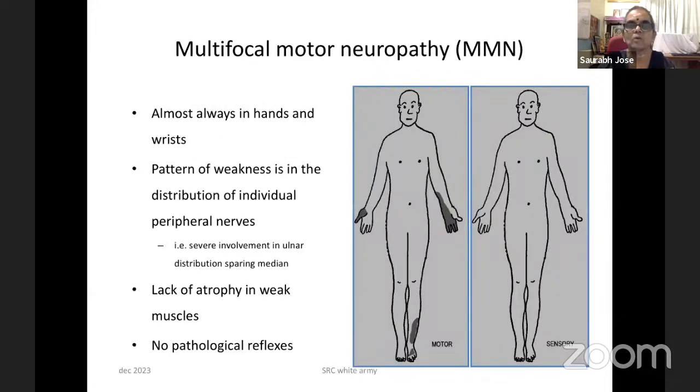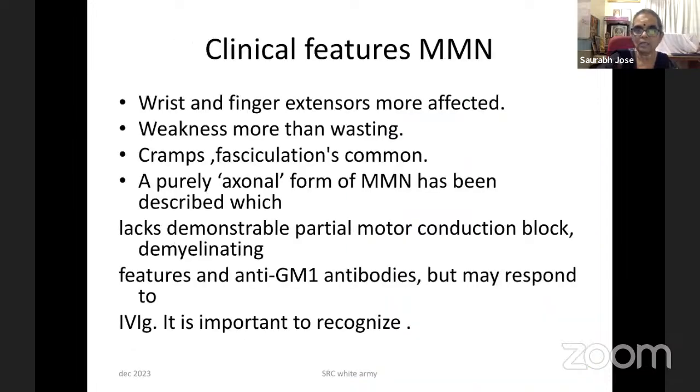Multifocal motor neuropathy, because it is motor, is often mistaken as anterior horn cell disease and always involves more of the upper limb and less of the lower limb. Reflexes are preserved. So all these points will give a mistaken diagnosis of anterior horn cell disease. Wrist and finger extensors are more affected. Weakness is more than wasting.